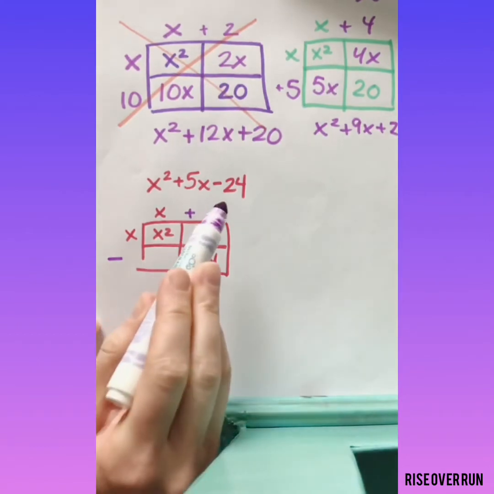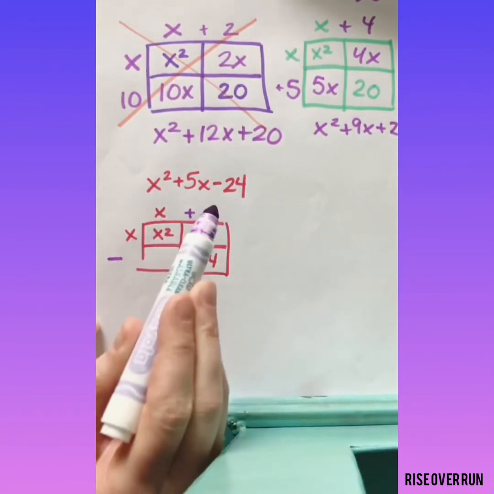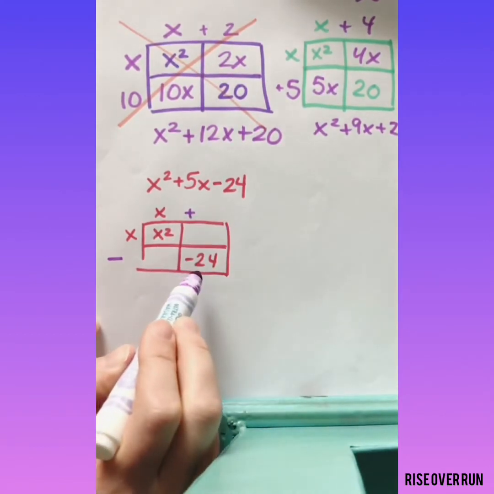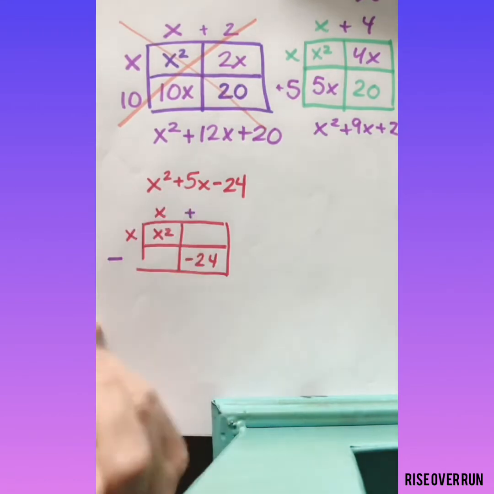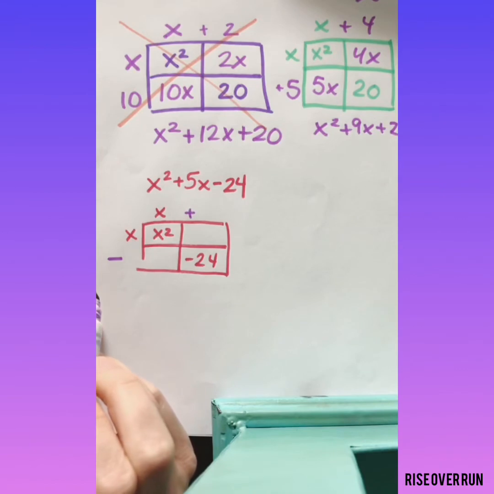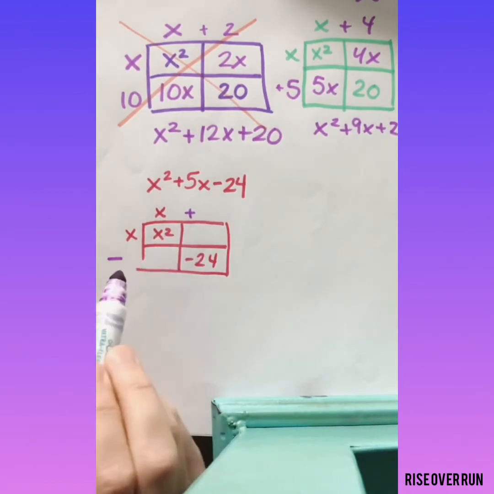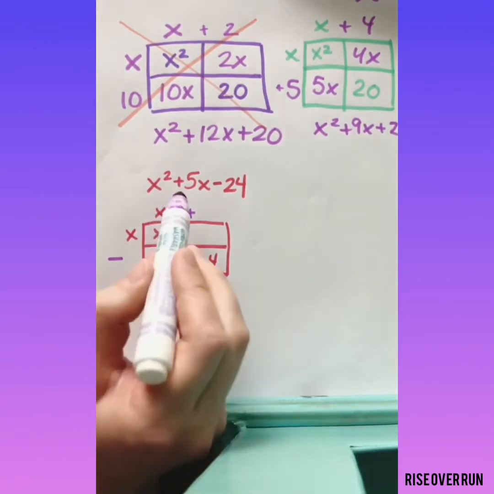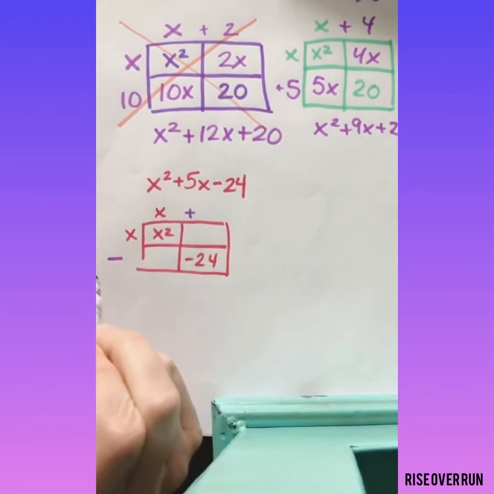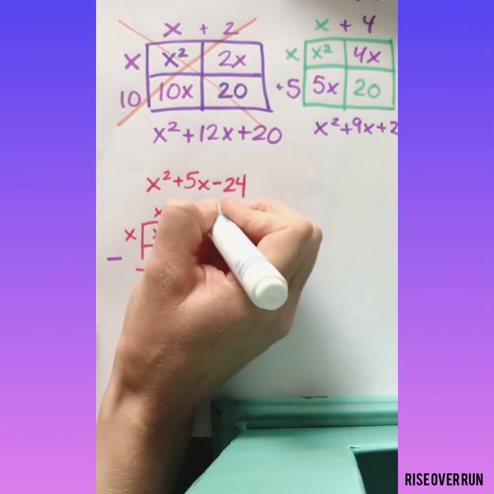So can you think of a positive and a negative that multiply to give you negative 24, but add to give you positive 5? How about 8 and 3? So which one should be positive and which one should be negative? Since I want them to add to give me a positive number, the greater number needs to be positive.